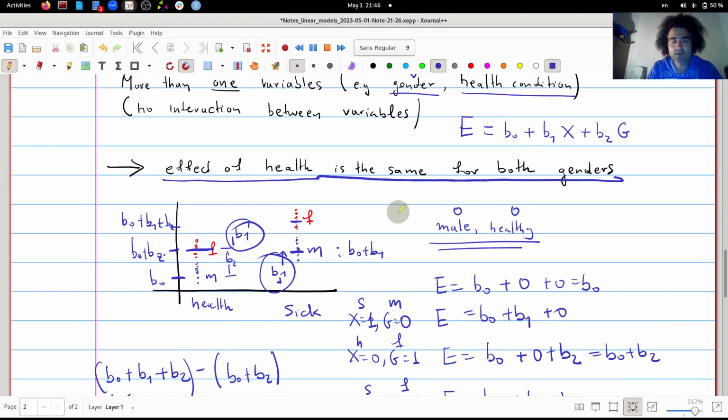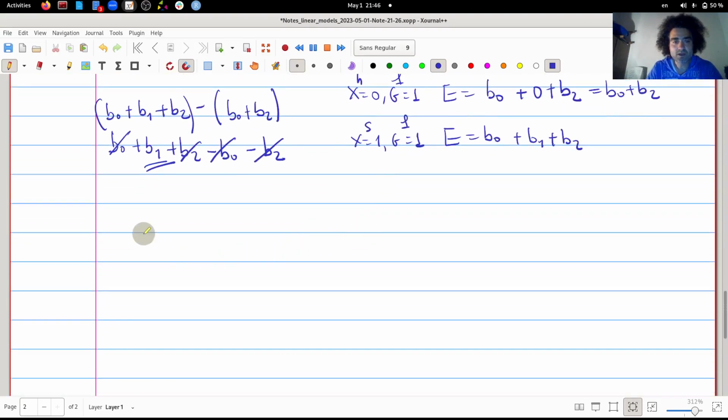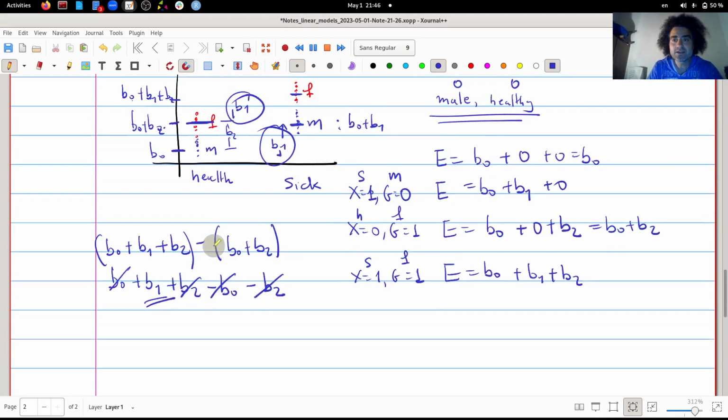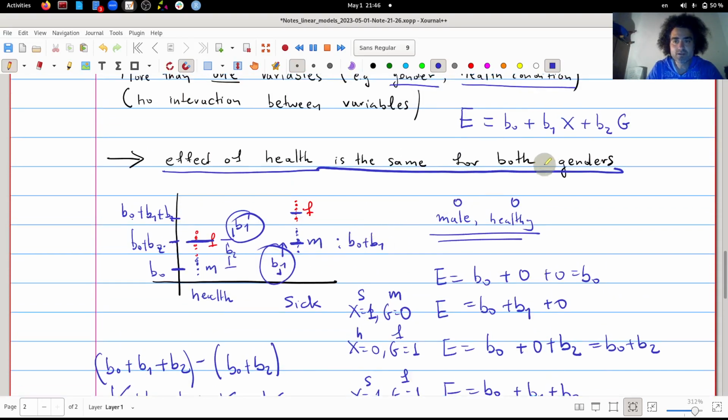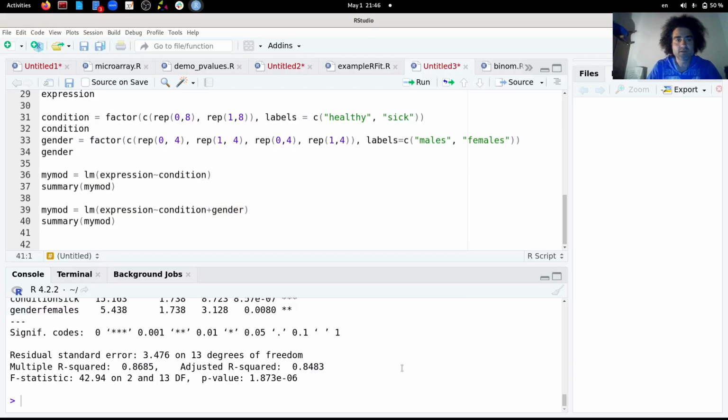So when we have data with healthy and sick people, and males and females, it is always advised to use both of them in the equation, so to have two variables. If, however, you use just one, we will see the effect on the statistical evaluation of the parameters in the example in R, by doing the example.